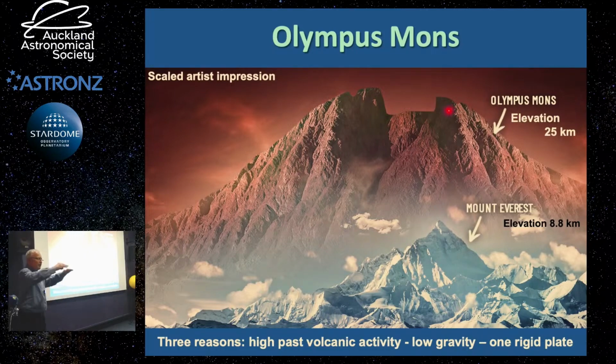So instead of a series of plates that, under the weight of a massive big mountain, could possibly start sinking, Mars is a one-plate planet. Just one rigid plate. In other words, it's got stability. It can prop up a heavy mountain a lot easier without sinking. So those are the 3 reasons why you'll find the largest mountain in the solar system.